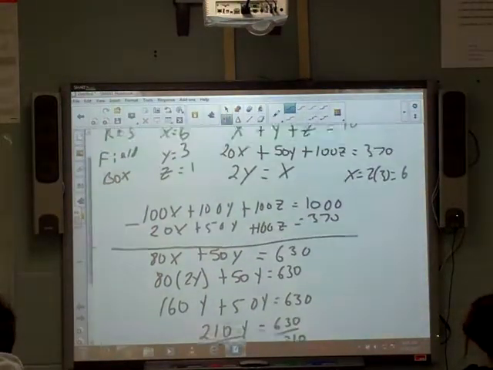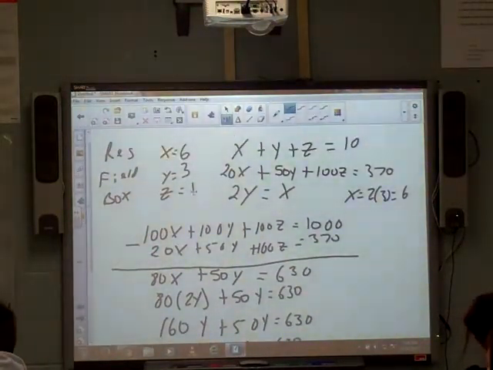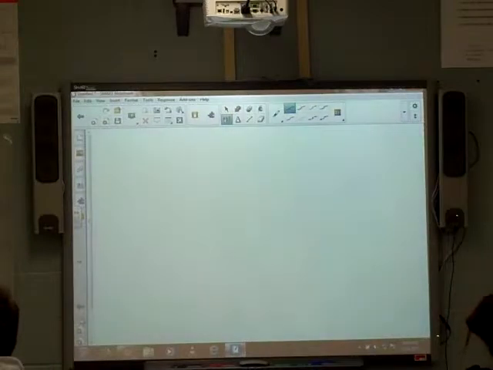The Y was 3, the X was 6, and the Z was 1. Okay, on the back, 12, 13, and 14 don't take you very long to get. Says on the directions, graph the function and its parent function.